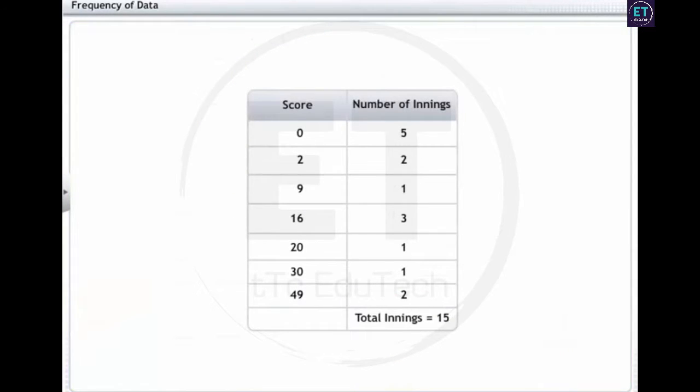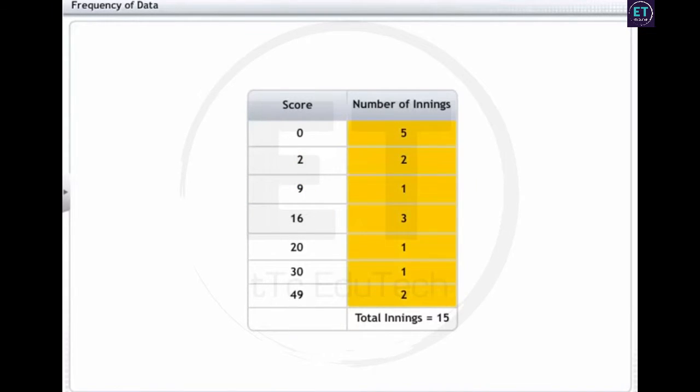Now, on arranging the given data in a tabular form, it's clear. Mr. Pinch Hitter was out for 0 5 times in the last 15 innings. He got out after scoring 2 runs in 2 innings, 9 in 1 innings, and so on.